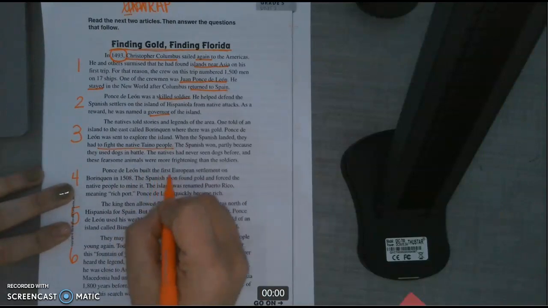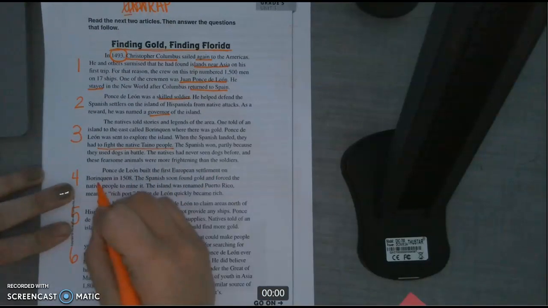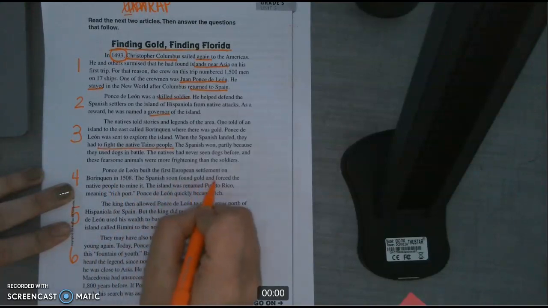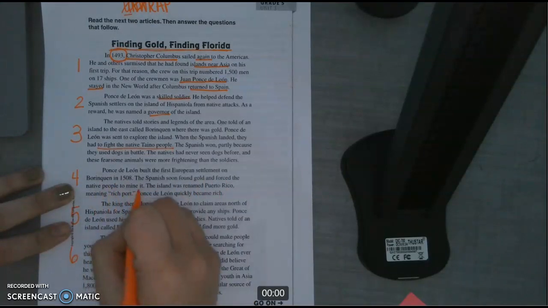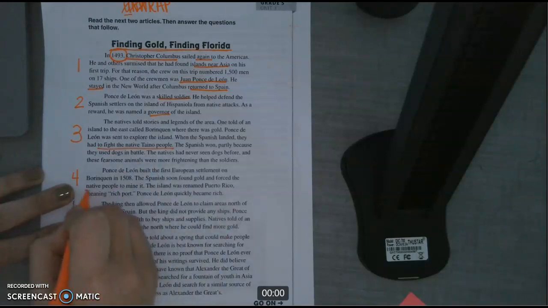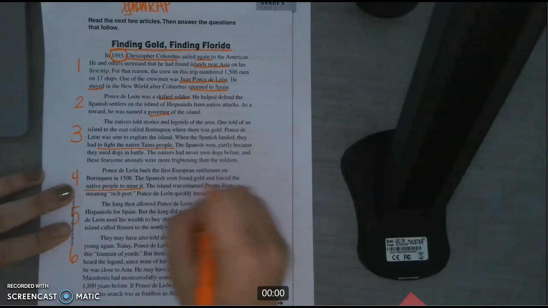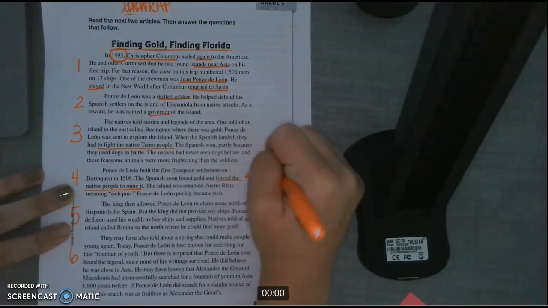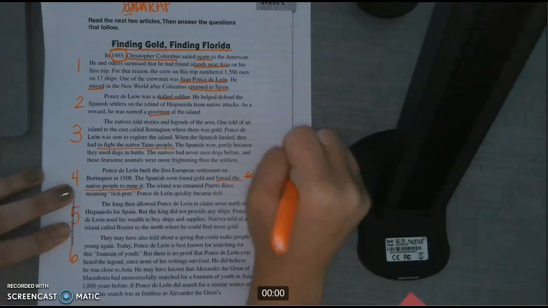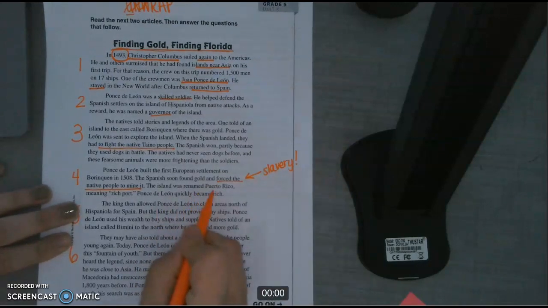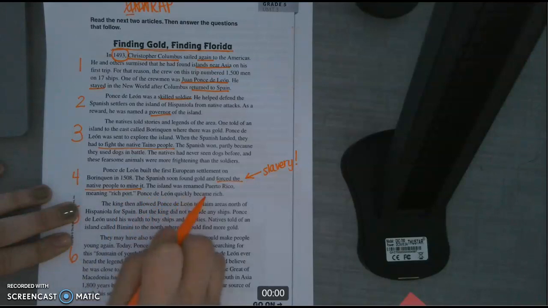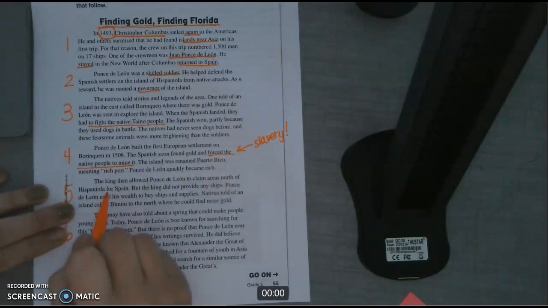Ponce de Leon built the first European settlement on Borinquin in 1508. The Spanish soon found gold and forced the native people to mine it. Ooh, if you force people to do something, work, kind of sounds like slavery. The island was renamed Puerto Rico, meaning rich port. Ponce de Leon quickly became rich.